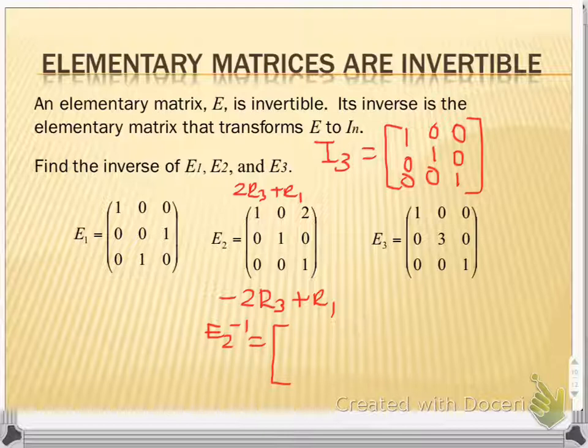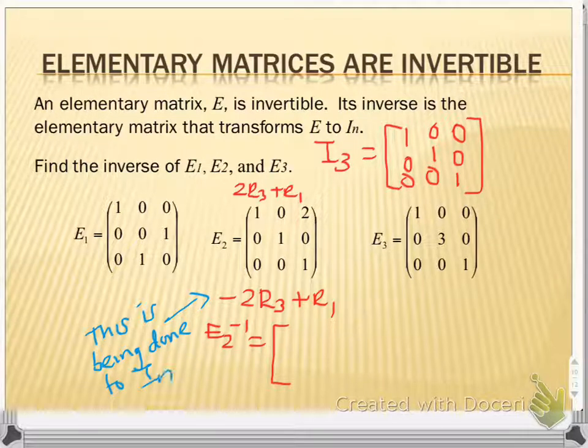Let me make sure we're clear on this. This is being done to the identity matrix, in this case I3. So that means its inverse will be 1, 0, -2, 0, 1, 0, 0, 0, 1. Okay?